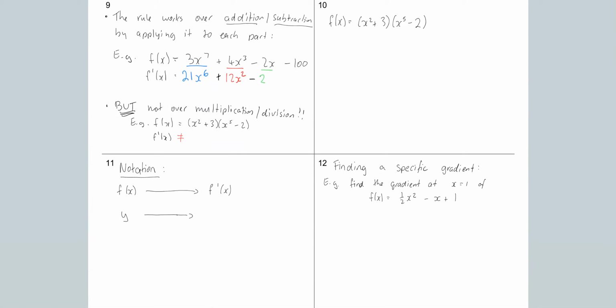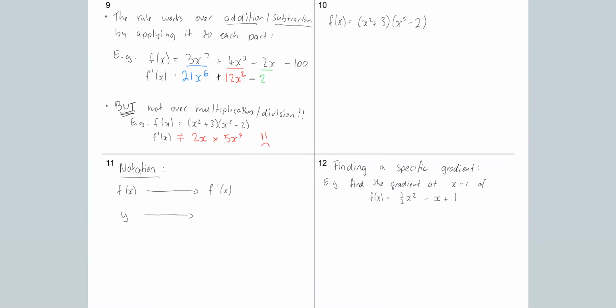Do note though, down the bottom there, it does not work over multiplication. So you cannot go that the derivative of x squared plus 3 times x to the power of 5 minus 2, you cannot go that's 2x multiplied by 5x to the power of 4. That would be a no. Okay, you cannot do that. It only works over addition and subtraction, and I'm not even going to explain why. I'm just going to say that that's how it works.